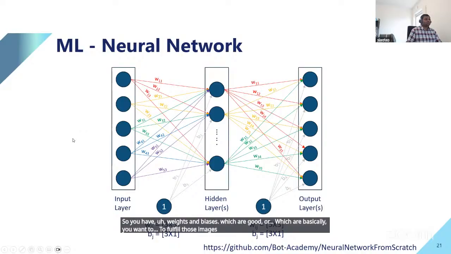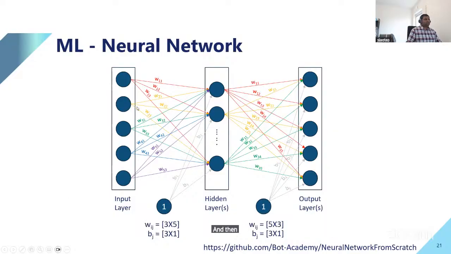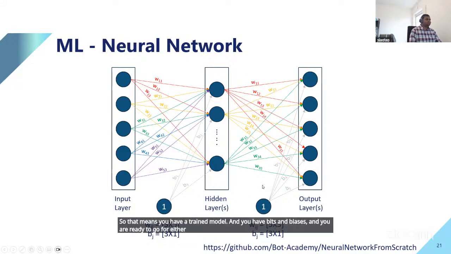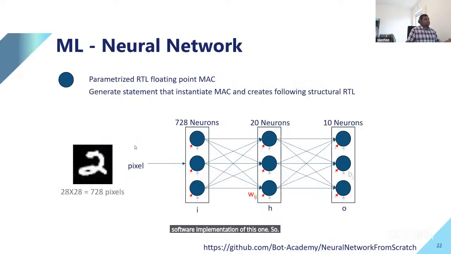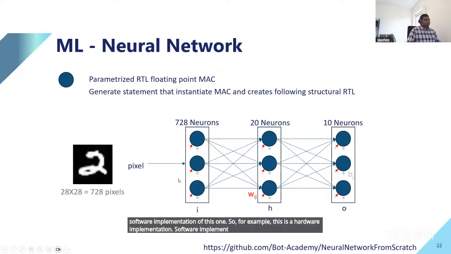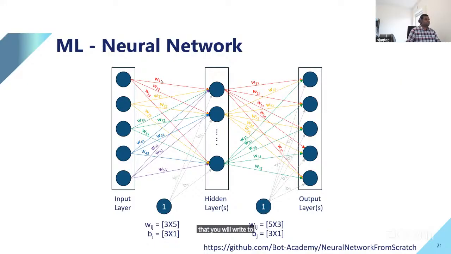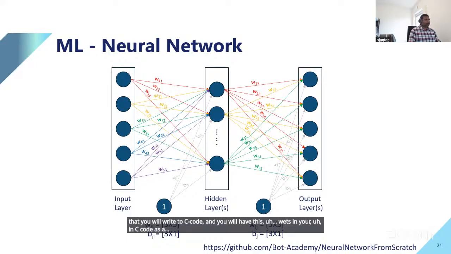Those are the training images. Then you leave those training images and you take test images. You repeat the same process for test images and you see whether the test images are also passing. That means you have a trained model with weights and biases, and you are ready to go for either a hardware implementation or a software implementation. For the software implementation, you probably already guessed, you will write C code and have these weights in your C code as variables, and they will get compiled and assembled, and your executable will come out.